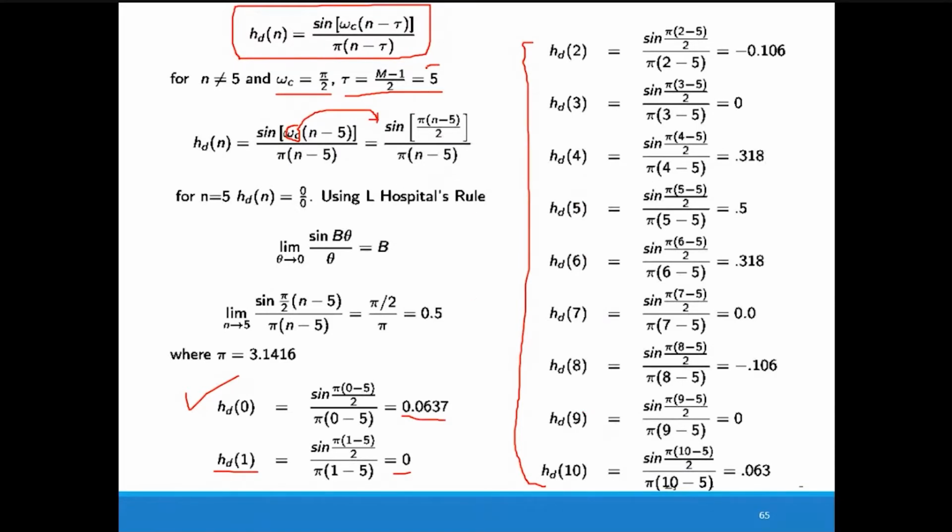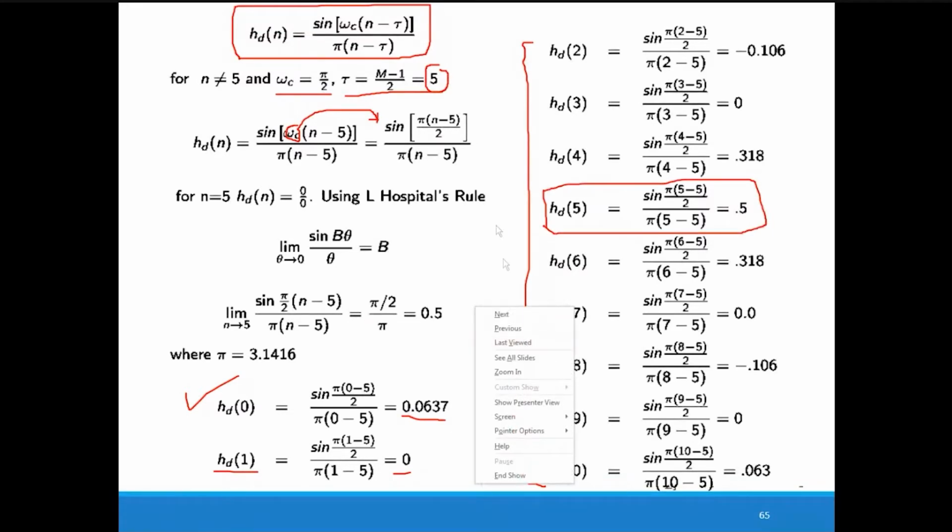As this value is 5, it shows that whatever you are getting at this 5 is nothing but the center of symmetry. Whatever answers you are getting are all symmetric in nature. For example, h_d(0) is equal to 0.0637, which is the same as h_d(10), 0.0637. Similarly, h_d(1) is 0, so h_d(9) is equal to 0. h_d(2) is equal to minus 1.06, so h_d(8) is minus 1.06. h_d(3) is equal to 0, h_d(7) is equal to 0. h_d(4) is equal to 0.318 and h_d(6) is equal to 0.318.